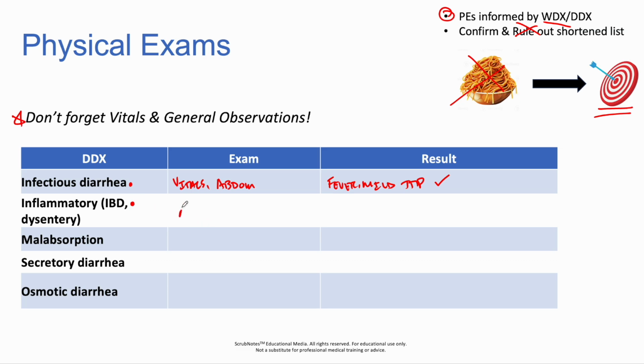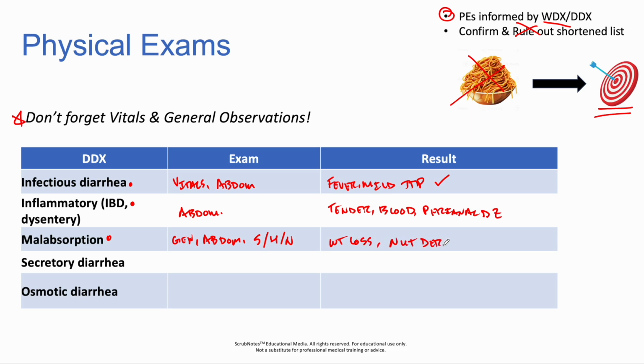Let's keep going. If we had inflammatory causes such as IBD or dysentery, again, abdominal exam is going to be our go-to. If those were the case, we'd probably see some tenderness, possible blood, and any perianal disease. If there was malabsorption present, our general observations and abdominal exam, but also skin, hair, and nails would be helpful because we'd look for signs of weight loss, maybe some nutritional deficiencies. So probably not likely in our case here.